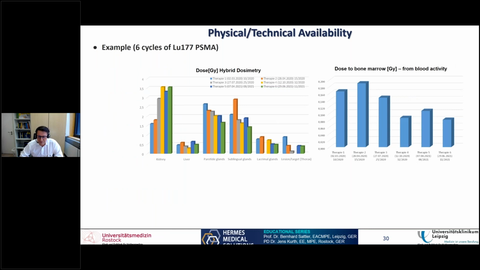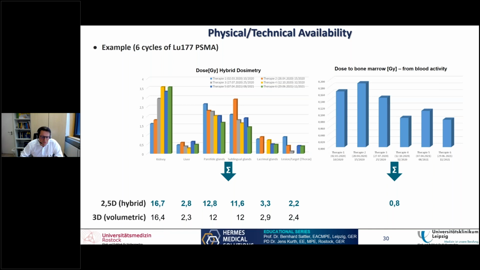Here's a little example, and that's actually approaching the end of the little talk that I wanted to give, where we compared cycles of a lutetium PSMA therapy, and where we actually carried out all 3 options. So first, the 2.5D hybrid, where for the kidneys we found a 16.7 Gray dose value. If we did it with the 3D volumetric, we find the same, and that holds true for all the other organs at risk or the lesions. But if we did this 2D, that differs quite a bit due to reasons I mentioned before. In these patients, we have only done the blood dosimetry from blood samples, so I cannot show you by now a comparison to what we did image-based.